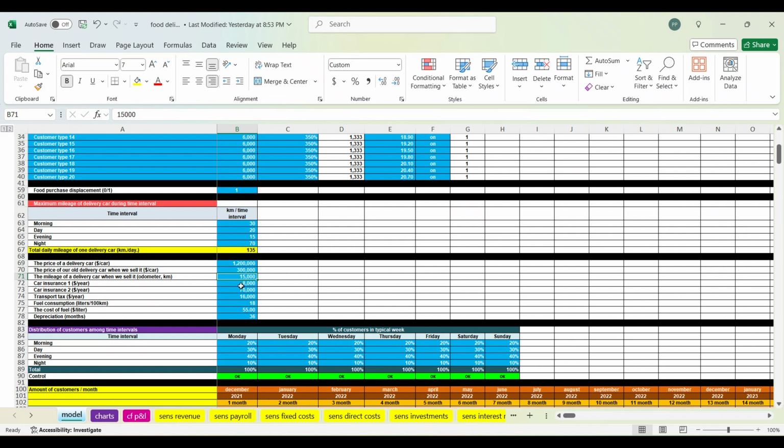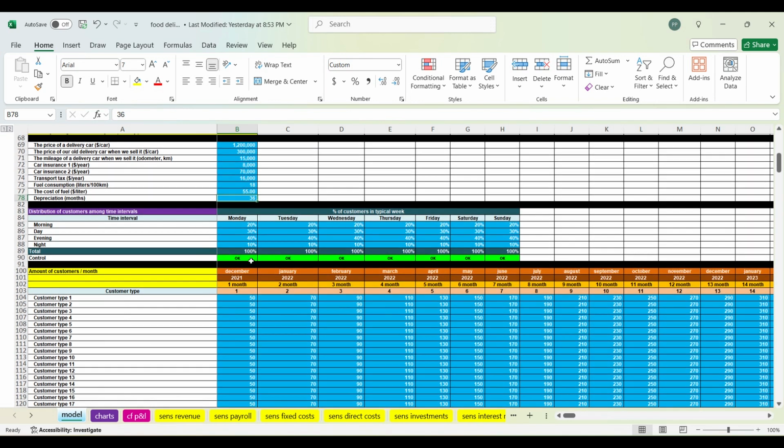Then we have 2 types of insurance payments, done once in a year. Then we specify the transport tax, fuel consumption in liters per 100 kilometers, cost of fuel per 1 liter, and finally, car depreciation in months.